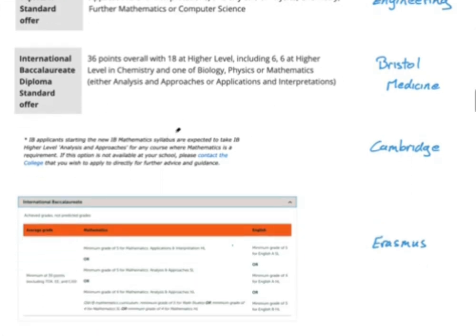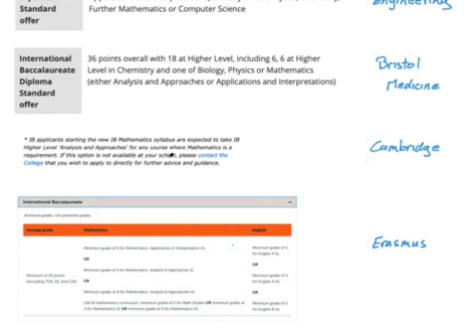I put in this Cambridge one just to show you that this is one example where they say they prefer analysis and approaches higher level to AI higher level. But they do say here, if this option is not available at your school, and this is an issue that I'm going to talk about later, not all schools, in fact, most schools only do one HL. They don't do both HL.